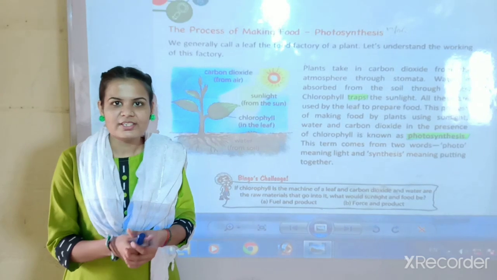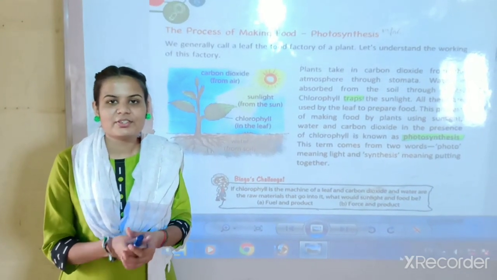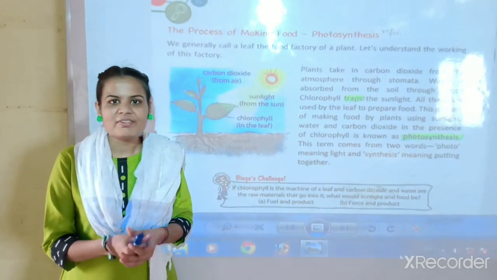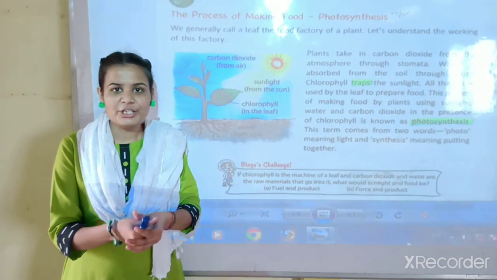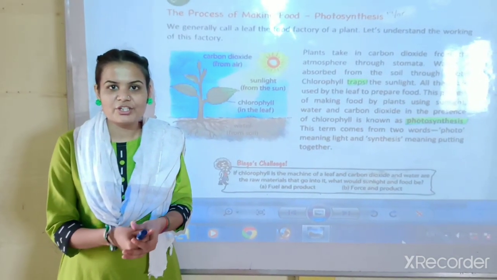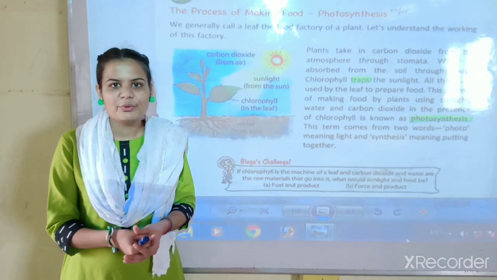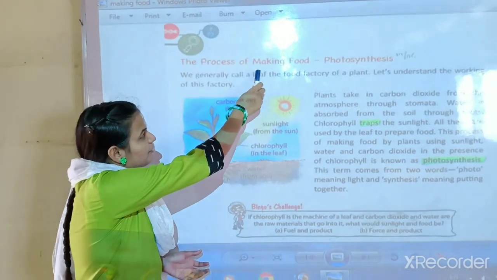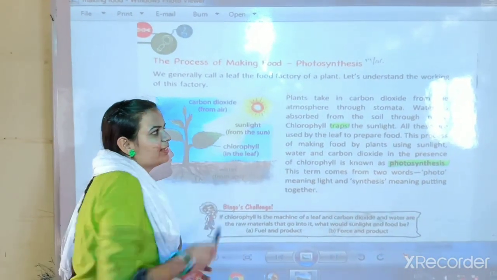We are learning first lesson, that is green plants, the food producers. In the previous video we have discussed the introduction part and the structure and function of leaf. Today we are going to see the process of making food, photosynthesis.